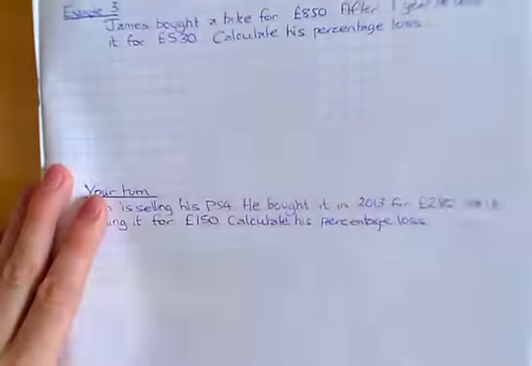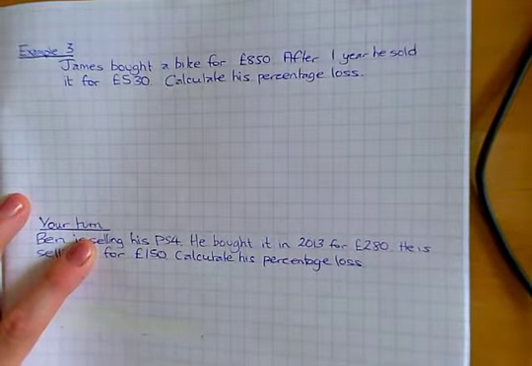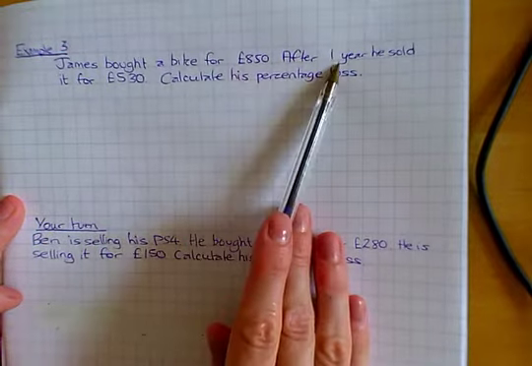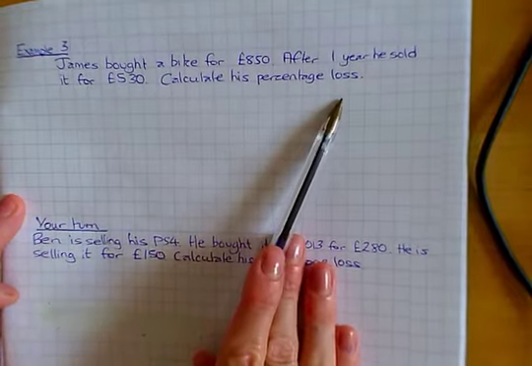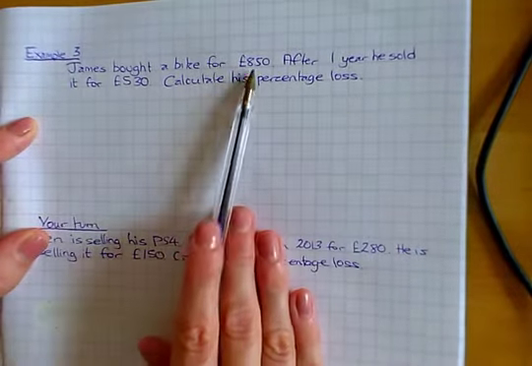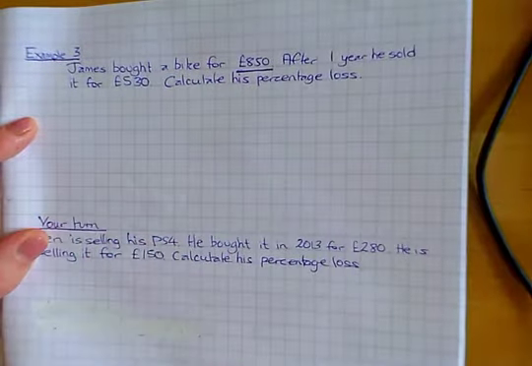Okay, the last one which we'll have a look at here is example 3. Here we have that James bought a bike for £850. After 1 year, he sold it for £530. Calculate his percentage loss. So he buys it for 850, so this is its initial value, and he sells it for 530.